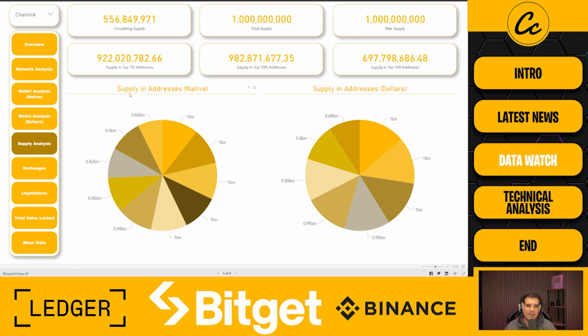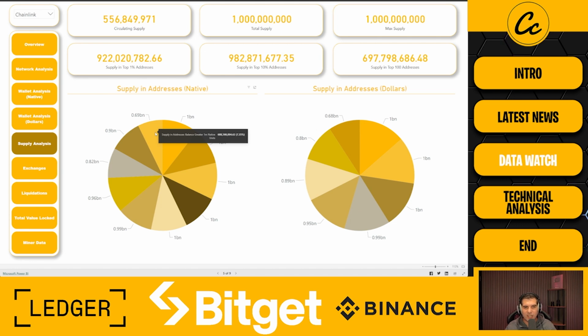And here we can see the supply that sits in addresses with certain amounts of LINK, right? Each of these segments of the pie is broken up into those 10 segments that we had earlier, 0.001 all the way through to a million LINK. We can see that 688 million Chainlink is sat in wallets that have greater than 1 million units.